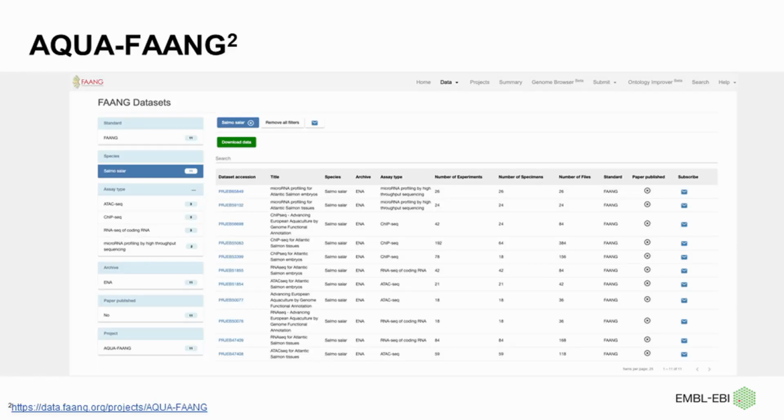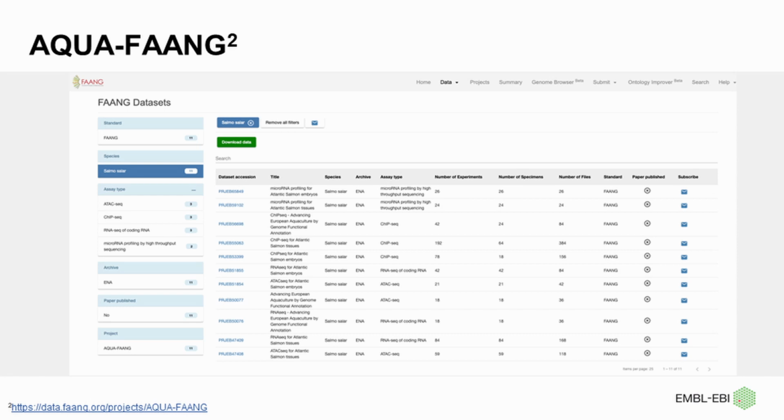As you know, this consortium has produced a lot of high-quality genomic data that was even recently presented to us, and all of this data, or most of it, is currently easily accessible through the FAANG data portal, so it can be used not just by us, but by all the community that is interested in it.